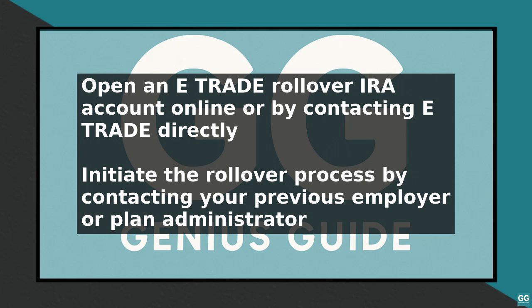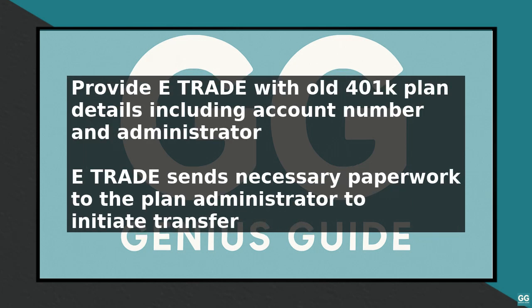To get started, you need to open an E-TRADE Rollover IRA account, which can be done online or by contacting E-TRADE directly. Once your account is open, you will need to initiate the rollover process by contacting your previous employer or the administrator of your old 401k plan and requesting a distribution of your funds.